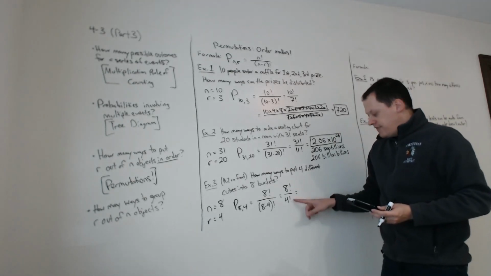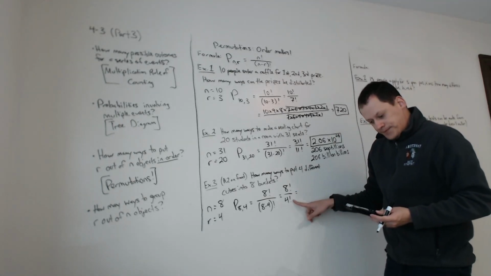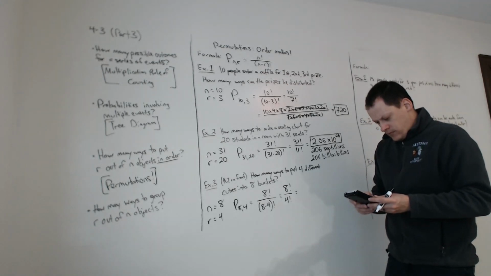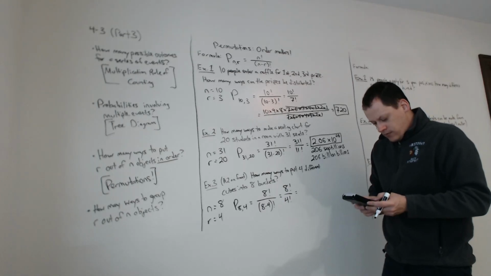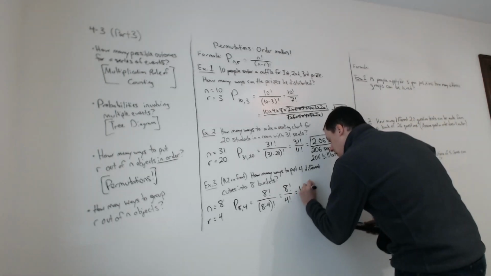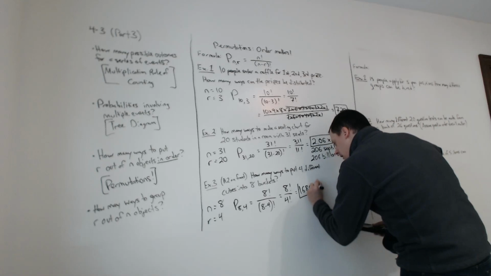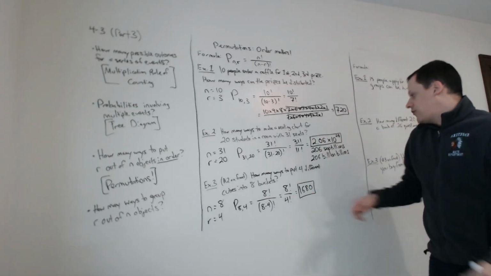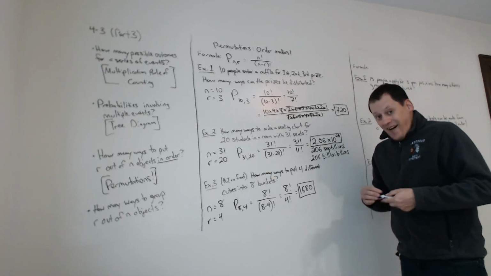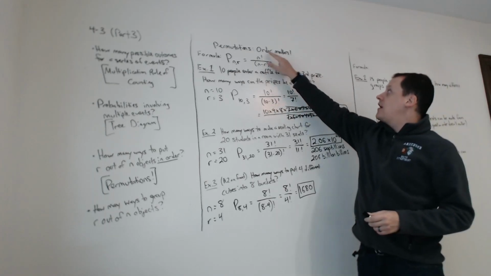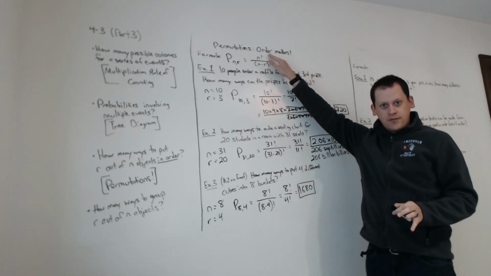So I've gotten it to 8 factorial over 4 factorial here. Using the calculator, I get 1,680 ways to put those 4 cubes into 8 buckets. That seems like a lot, but remember, for permutations, for all of these, the order matters.